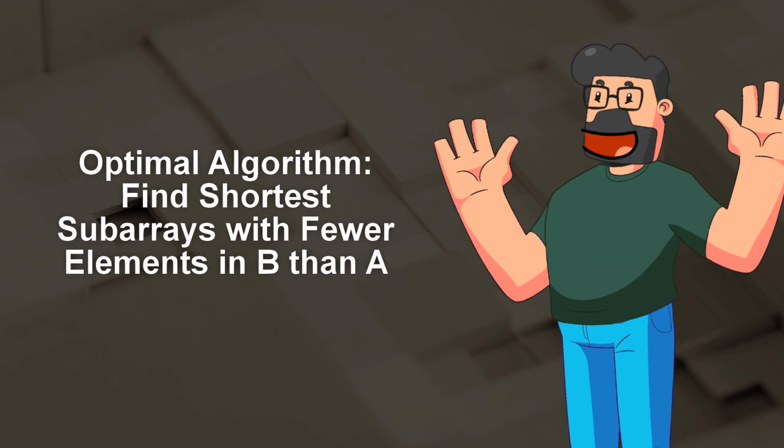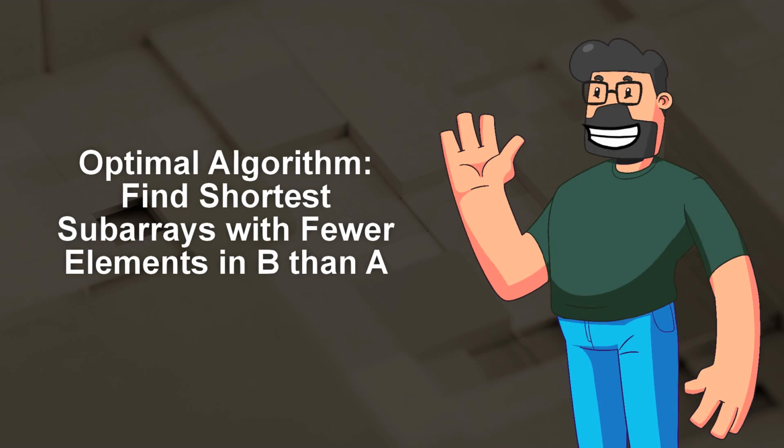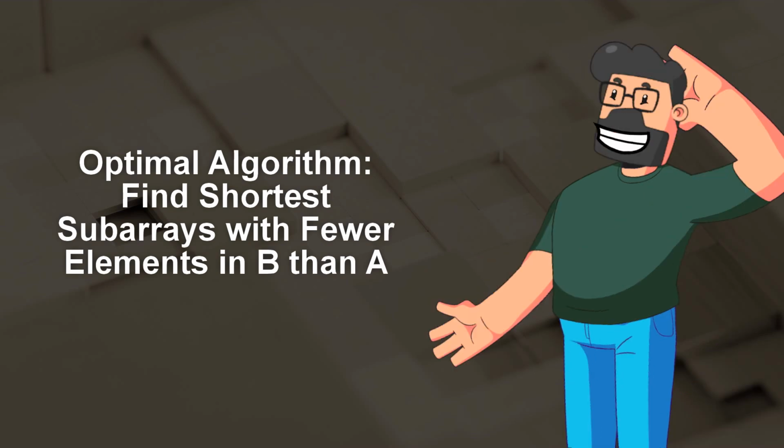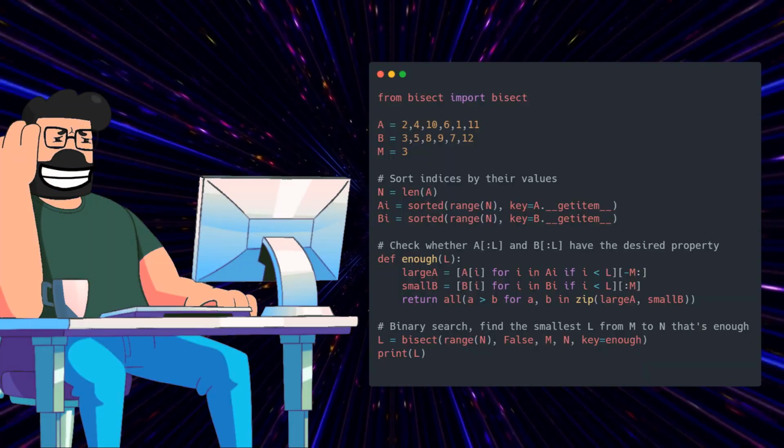Hey there! Today we're diving into a tricky problem that involves finding the minimum subarray of a certain size. The twist is that we need to ensure that in this subarray, there are more elements in one array that are bigger than elements in another array. Quite a puzzle, right? Let's talk about the solution to this problem.